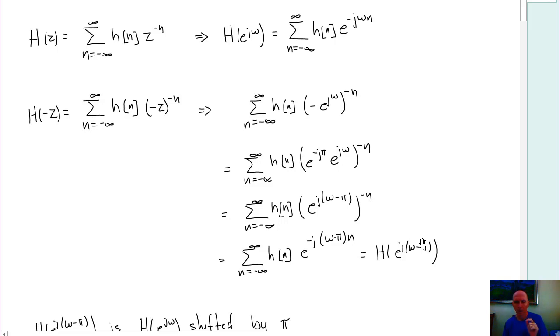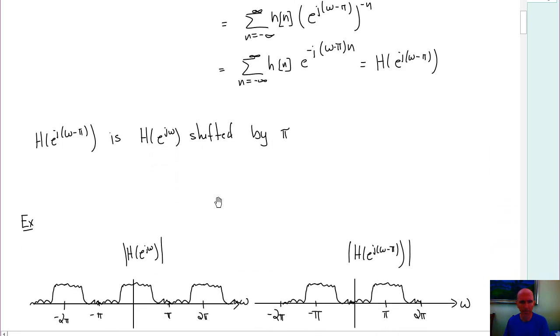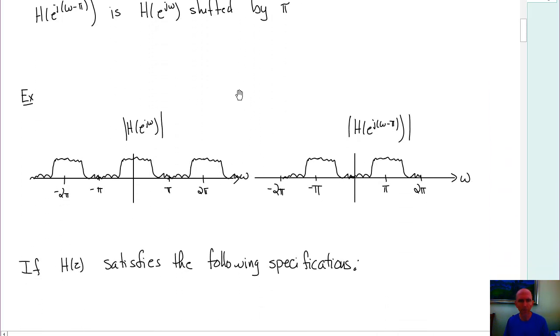Now, in the discrete universe, we know that the low frequencies are close to 0. The high frequencies are close to pi. So if we shift everything by pi, what used to be the low frequencies become the high frequencies, and so forth. So in other words, if we had a magnitude function that looked like this, high close to 0, low close to pi, which would be something like a low-pass filter, if we shift this by pi, it would look like this.